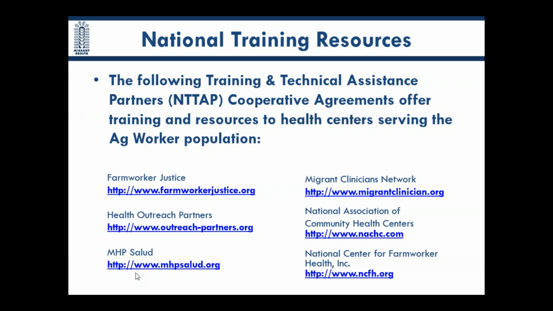And then these are the 6 national cooperative agreements, or national training and technical assistance partners is what they're called now, that are funded to provide training and technical assistance for those serving ag worker patients. So it's Farmworker Justice, Health Outreach Partners, MHP Salud, Migrant Clinicians Network, National Association of Community Health Centers, and then the National Center for Farm Worker Health, NCFH. So we do encourage you to visit their respective websites and utilize all of our services.